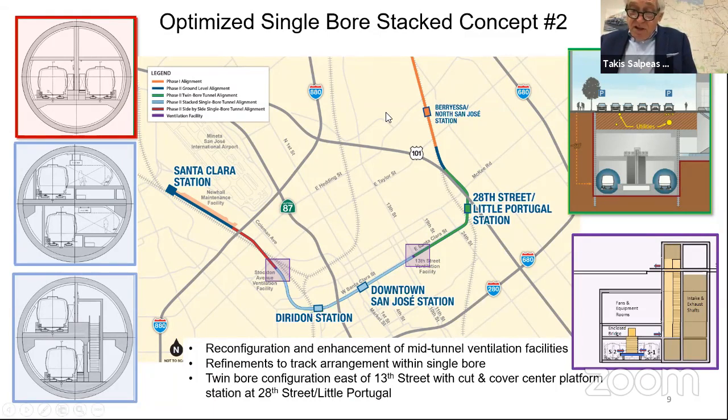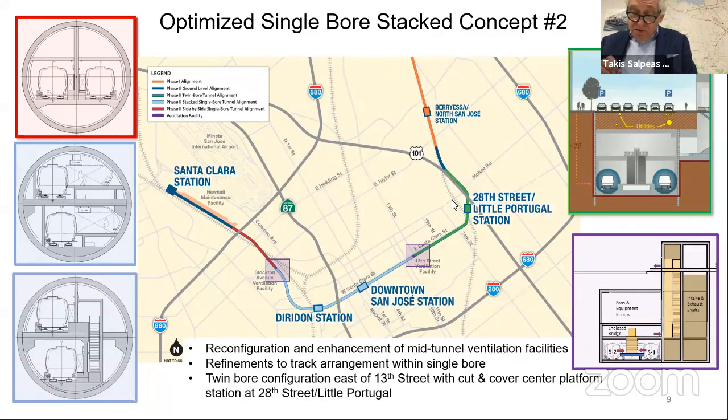For us, coming down from Berryessa, we're going to go to the tail tracks. We're going to do the same thing I just described to you at concept one, cut off 400 feet of tail tracks, put the backs, and from there continue with the twin bores to 13th Street.